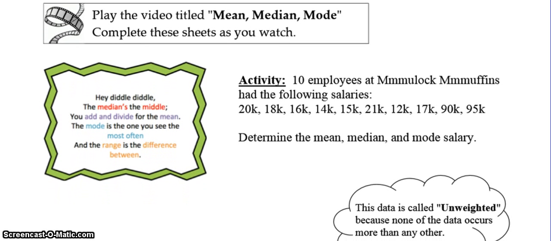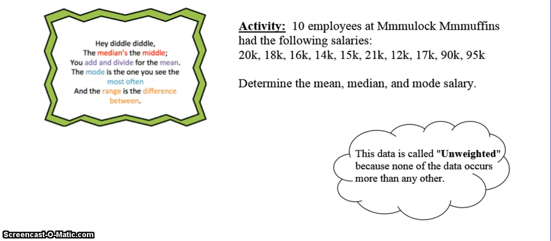So what I'd like you to do is think back to grade 8 if you can remember and complete this activity. It says 10 employees at Mulac Muffins had the following salaries. There are all the salaries. Determine the mean, the median, and mode salary. See if you can remember how to do that from grade 8 using this little poem.